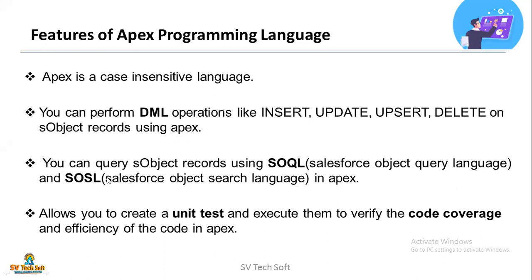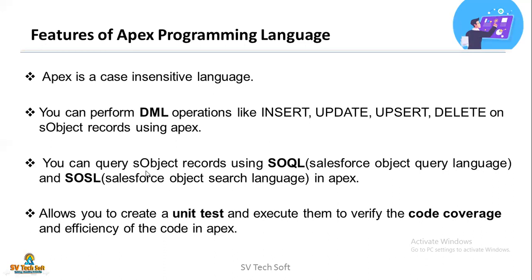Another thing is that by using Apex, you can query sObject records. Query means retrieve. Do you know the select query? If you already have a basic idea of SQL Server or Oracle, to retrieve data you use a select query. But in Salesforce, there is a concept called SOQL. SOQL is nothing but Salesforce Object Query Language. You can retrieve data from your sObject with the help of a select query.